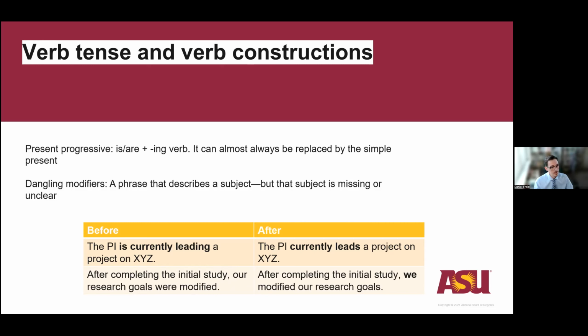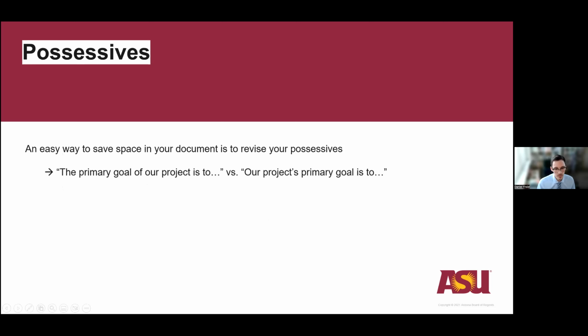So you can easily change it by introducing a subject into the sentence, or a different subject, I should say. After completing the initial study, we modified our research goals. And this is actually a twofer. You not only get rid of the dangling modifier, you also get rid of the passive voice here by explaining who did the completing and who did the modifying of the research goals. So dangling modifiers, beware.